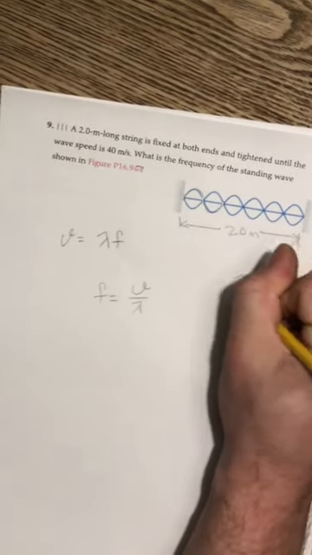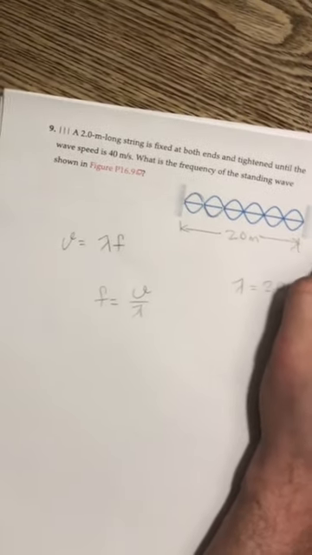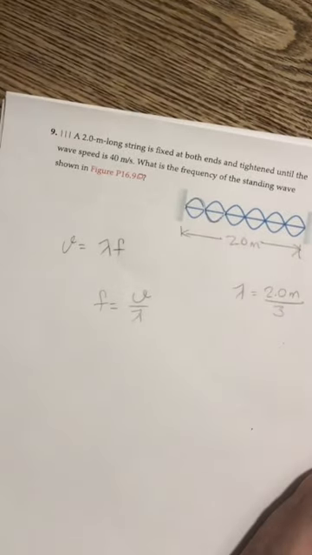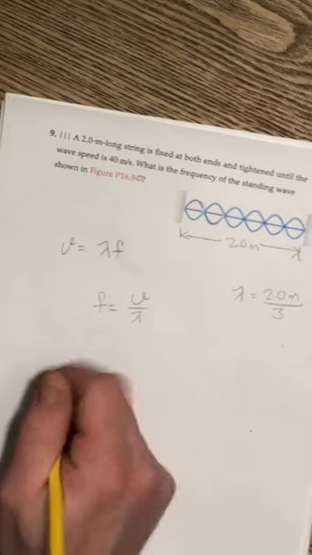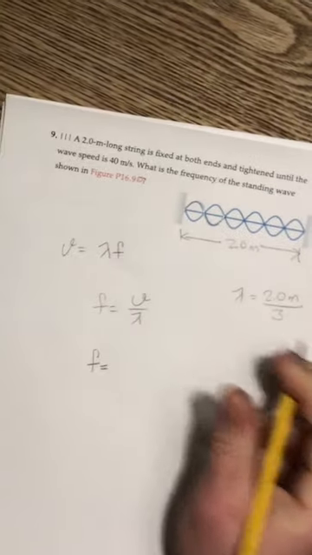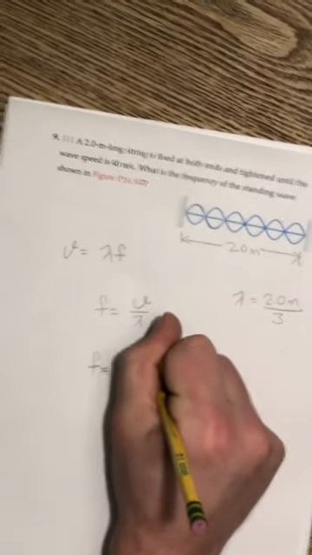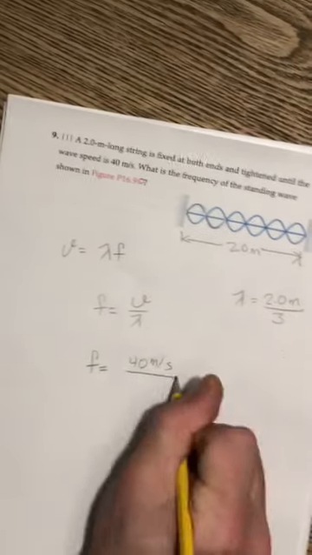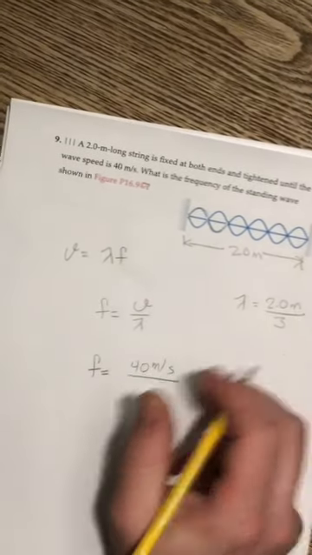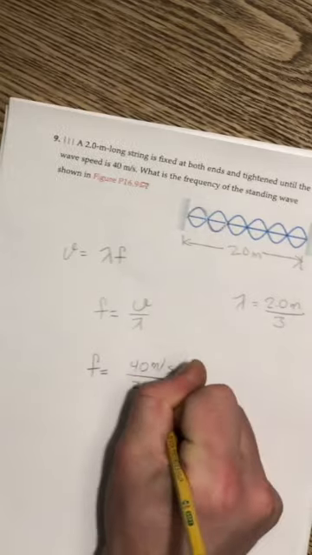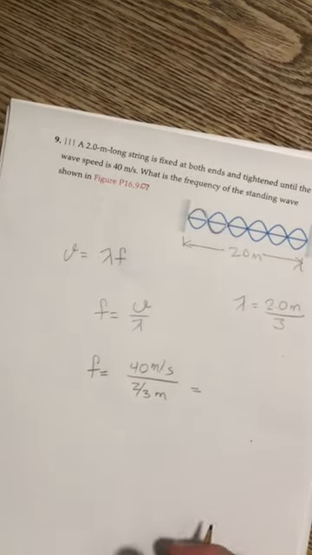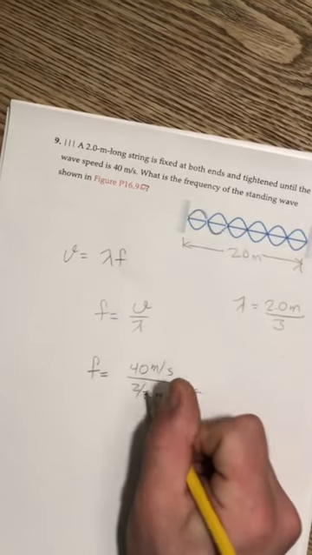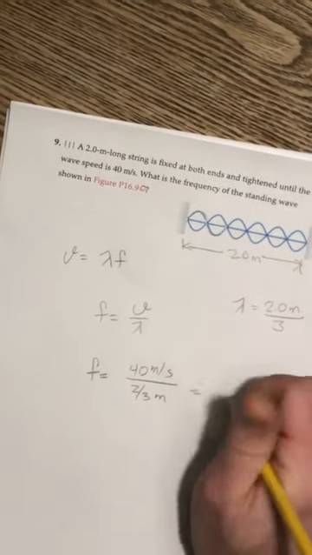So lambda is going to be equal to 2 meters divided by 3, or 2/3 of a meter for each wavelength lambda. So we can plug that into our expression for the frequency. We get that the frequency is equal to the velocity, which is given to be 40 meters per second, divided by the wavelength, which is 2/3 of a meter. And so we can then get an expression for the frequency, which is going to be equal to 3 times 40 is 120 divided by 2, which is 60 hertz, or 60 per second.